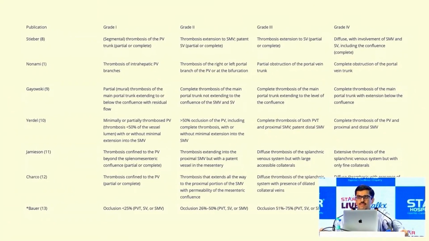There are two other classification models, particularly Jamieson, which works on whether there are additional collaterals. So grade 3 and grade 4, according to Jamieson, involve the entire SMV, but with good collaterals available it is 3, and with no major collaterals available it is 4. But again, all these classifications do not look at another major component, which is SMV thrombosis.